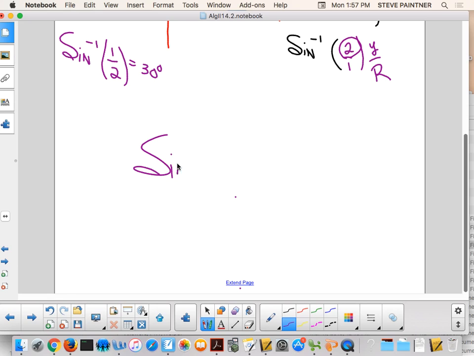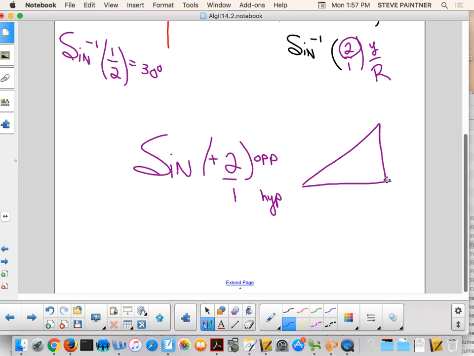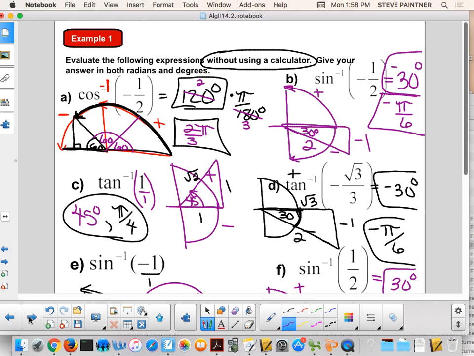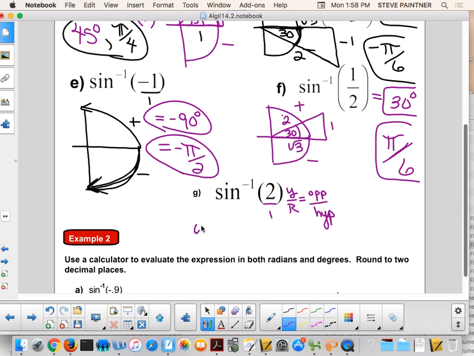Okay, ready? It's positive, sorry. You know what this says? Opposite over what? Hypotenuse. Look at this. You're telling me the opposite side of theta is 2, and you're saying the hypotenuse is 1. The opposite leg can't be more than the hypotenuse. The longest side of a triangle is the hypotenuse, guys. This isn't going to work, is it? This has to be the longest side. That's why we call it undefined. The answer is undefined.